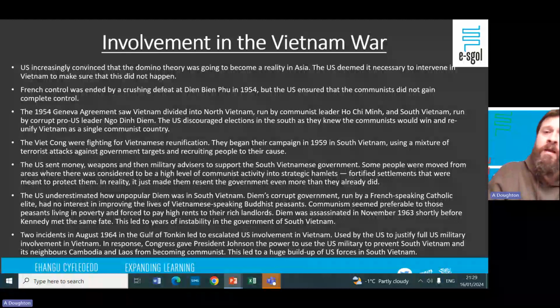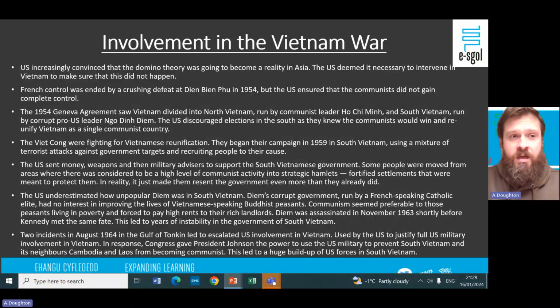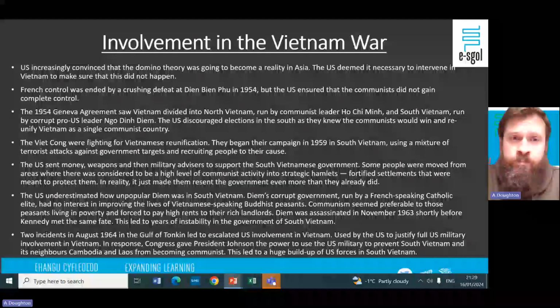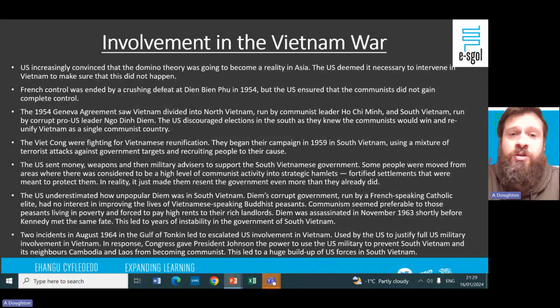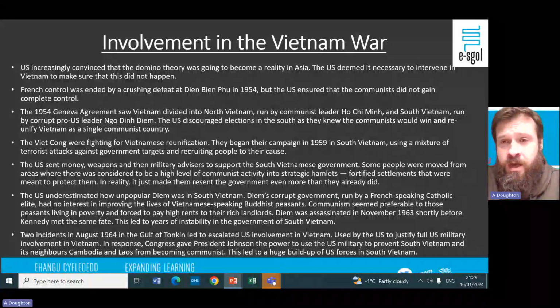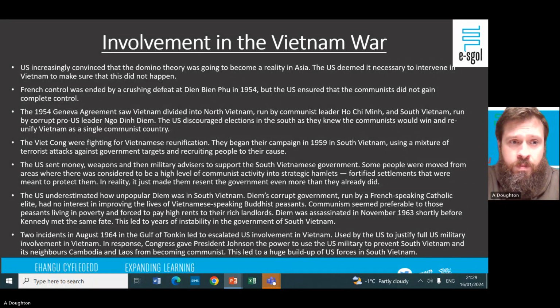North Vietnam would be run by Ho Chi Minh, a communist leader, and South Vietnam would be led by a pro-US leader, Diem. Now, the US knew that if there were elections in the South, then communists would win. So they discouraged those. But they were backing a very corrupt, unpopular leader. So the Viet Cong were fighting for Vietnamese reunification. And from 1959, they start their campaign to try and reunite North and South Vietnam under a communist regime.